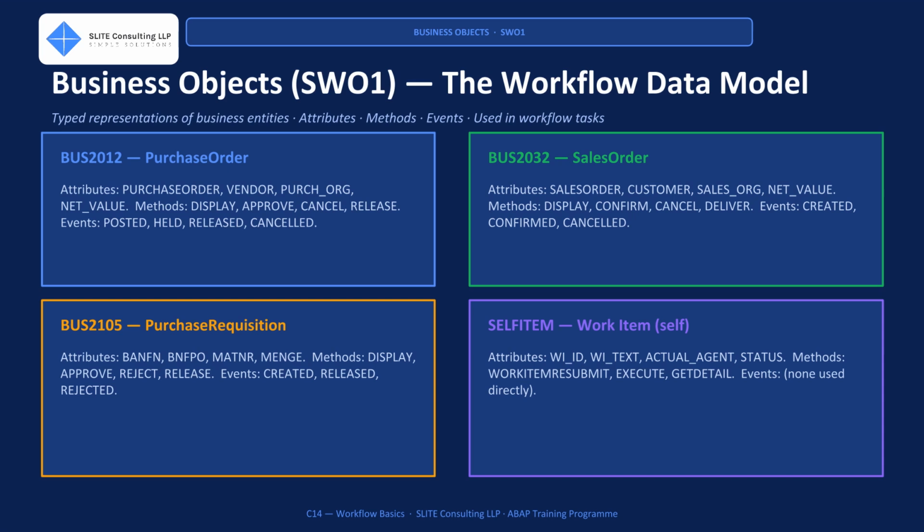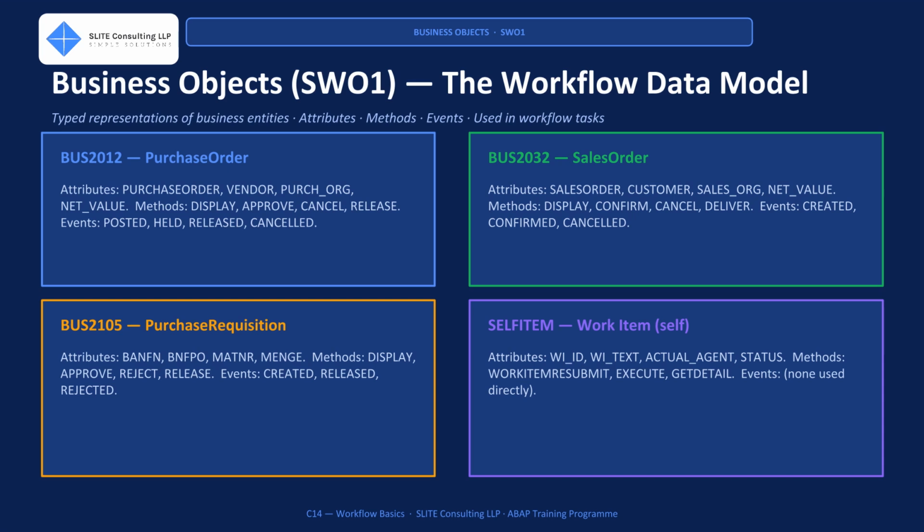Sales order workflows use BUS2032. Attributes: sales order, customer, sales_ORG, net_value. Methods: display, confirm, cancel, deliver. Events: created, confirmed, canceled. Purchase requisition workflows use BUS2105. Attributes: BANFN, BNFPO, MATNR, MENG. Methods: display, approve, reject, release. Events: created, released, rejected. Self-item represents the work item itself, useful for resubmit and get detail actions.